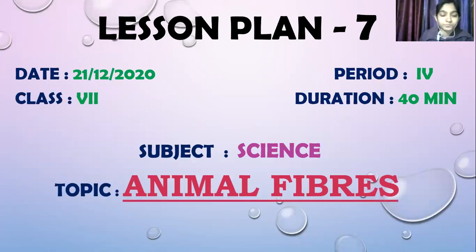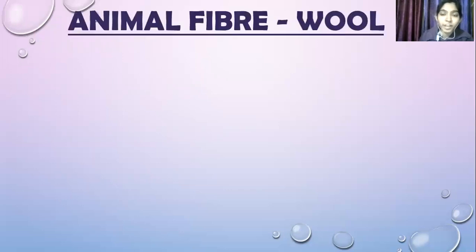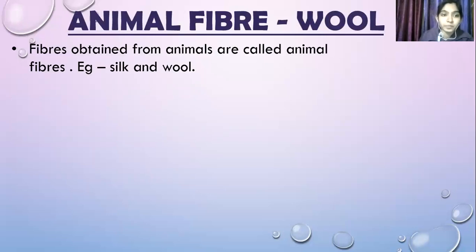Okay, so give two examples of fibers that are obtained from plants. The two types of fibers obtained from plants are jute and cotton. Correct. So what are animal fibers? Fibers obtained from animals are called animal fibers. For example, silk and wool. Like silk is obtained from silkworm and wool is obtained from sheep. So fibers which we get from animals are called animal fibers.